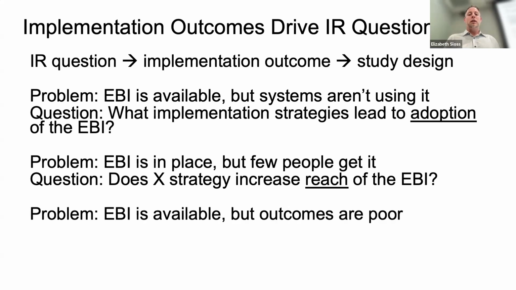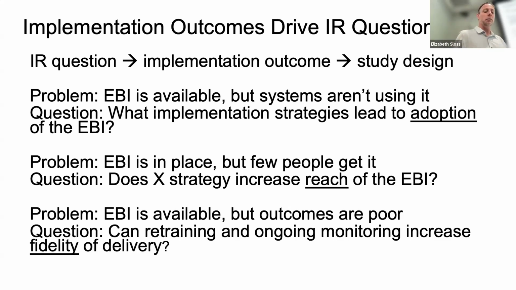Another common problem is the EBI is available, but the outcomes are poor. People are using this new thing that's supposed to work, but the effectiveness data is showing that it's not actually that good. It's not working very well. Well, the question obviously is, is the intervention not very good? Maybe that was the first thought you had. But the more common problem, if it's a really robust intervention, is that the implementation is not good. And that's the reason the effectiveness is not showing up in the data.